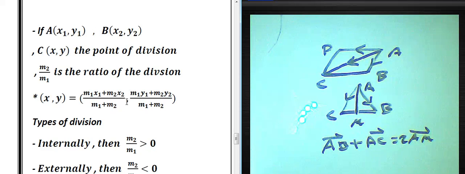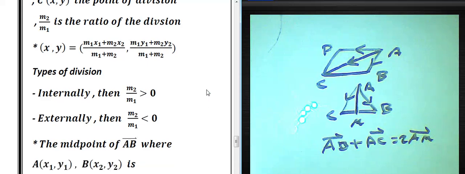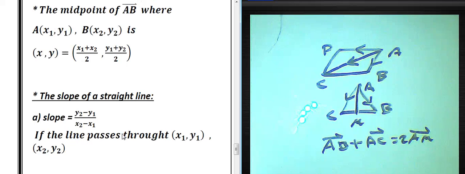Types of division: internally if the ratio M2 over M1 is greater than 0, and externally if M2 over M1 is less than 0. The midpoint of AB is x1 plus x2 over 2, and y1 plus y2 over 2. The slope of a straight line is y2 minus y1 over x2 minus x1.